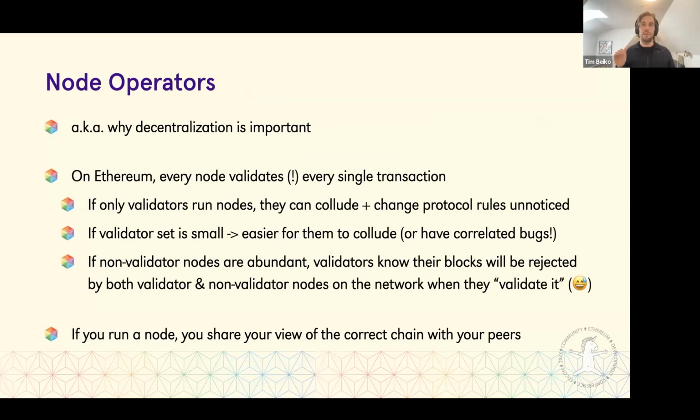The reason is that on Ethereum, every single node validates every single transaction. And as an aside here, this "validator" is a terrible term for what the consensus participants on Ethereum do because of this. It sort of obfuscates that every node actually validates transactions. So validators aren't the only ones who do this. And if you imagine a world where only the validators ran nodes, then they could collude and change their protocol rules without being noticed by anyone, right?